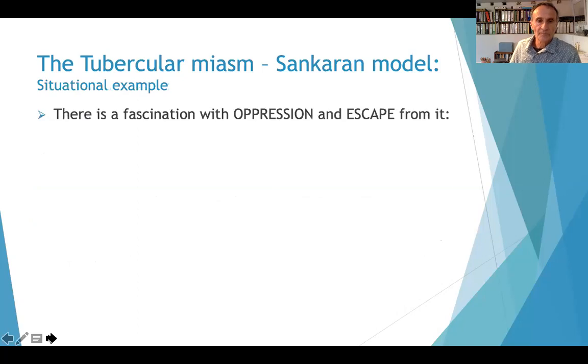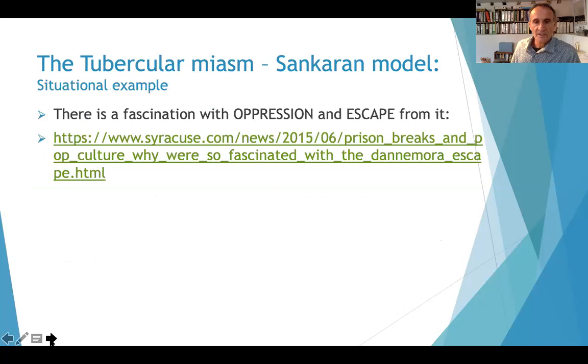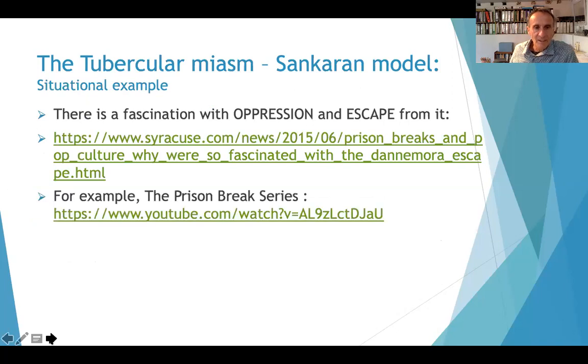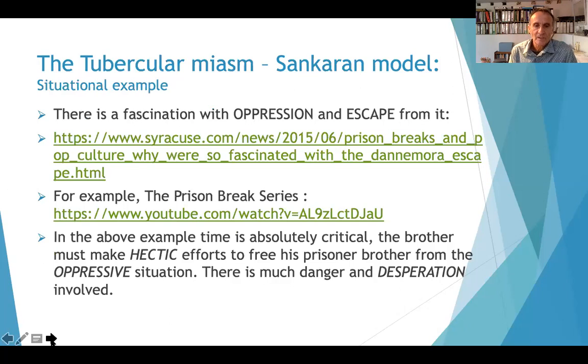Situation example. There's a fascination with oppression and escape from it. So here is a clip from a series called Prison Break, about why people are fascinated with this, and a clip from the Prison Break series itself. In the above example, time is absolutely critical. The brother must make hectic efforts to free his brother, who's a prisoner, from the oppressive situation. Much danger, desperation involved.